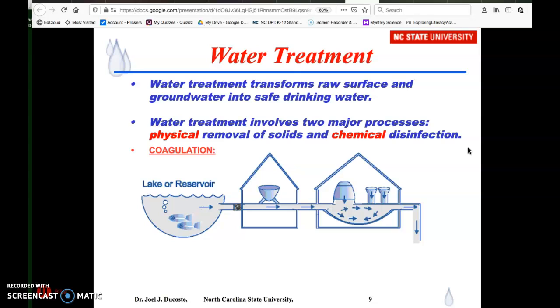So water treatment. Water treatment transforms raw surface and groundwater into safe drinking water. Most of us drink or use water that has been treated. Water treatment involves two major processes. The first is a physical, which removes any suspended solids. The second is a chemical disinfection.